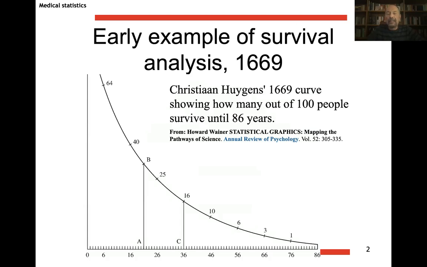This is one of the first examples of survival analysis, the general population survival, by Christian Huygens, the famous scientist of the 17th century, very famous especially for optics, that showed how was the survival curve in 1669, I mean, how the percentage of the population that could reach, in that case, 86 years as a function of the age, let's say.